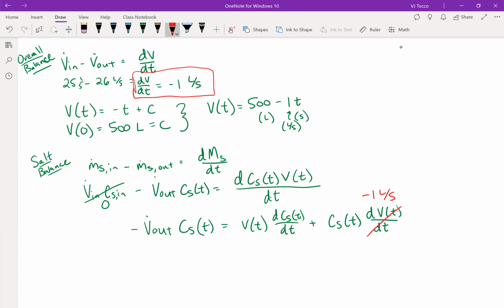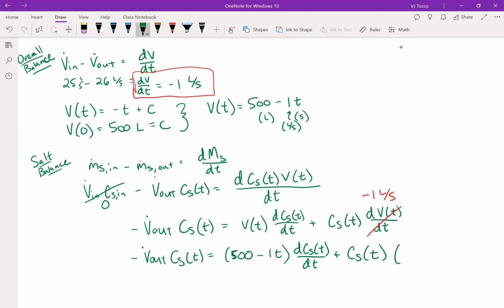I also know what V of t is, so I can plug that in as well. So minus V out CS of t is equal to V of t, which is 500 minus 1t, times dCs of t dt, plus CS of t times minus 1. I forgot the plus.